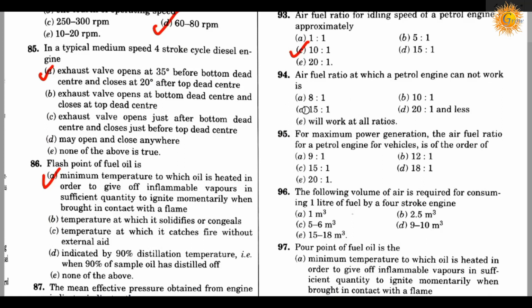Question number 94. Air-fuel ratio at which a petrol engine cannot work is option A, 8:1, option B, 10:1, option C, 15:1, option D, 20:1 and less, and option E, will work at all ratios. So the correct answer is D, 20:1 and less.